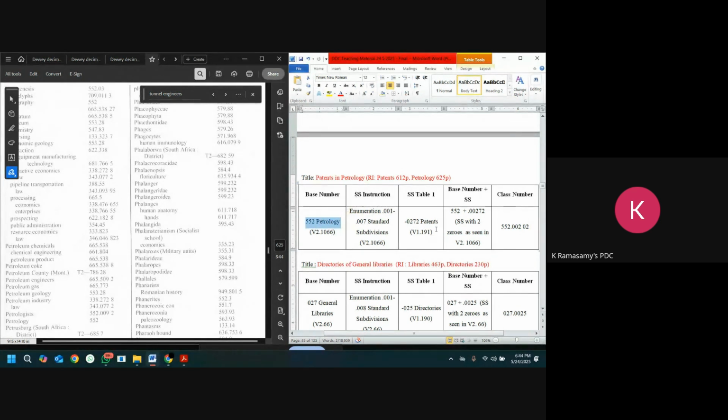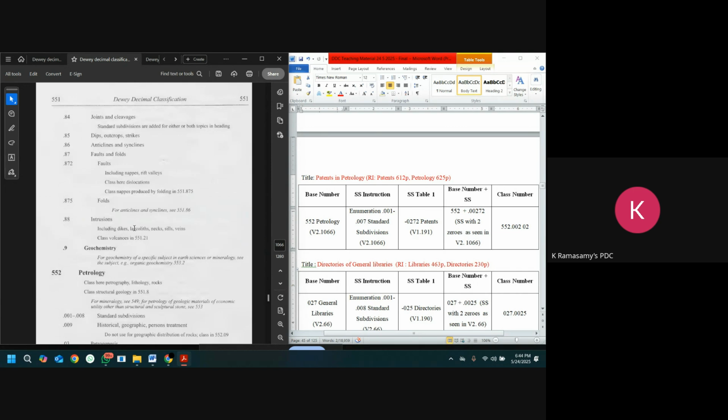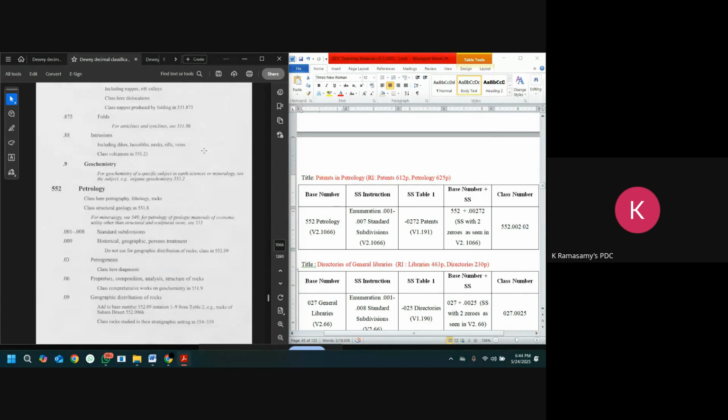Now I should know how to add this standard subdivision number to this particular base number. So I need to go to volume 2. In volume 2, I should look for 552, and in 552, I should look for petrology. So 552 petrology has come. Here you can see they are given 552.0012.008 standard subdivision. That means standard subdivision is to be added with 2 zeros. So here I am adding 2 zeros.